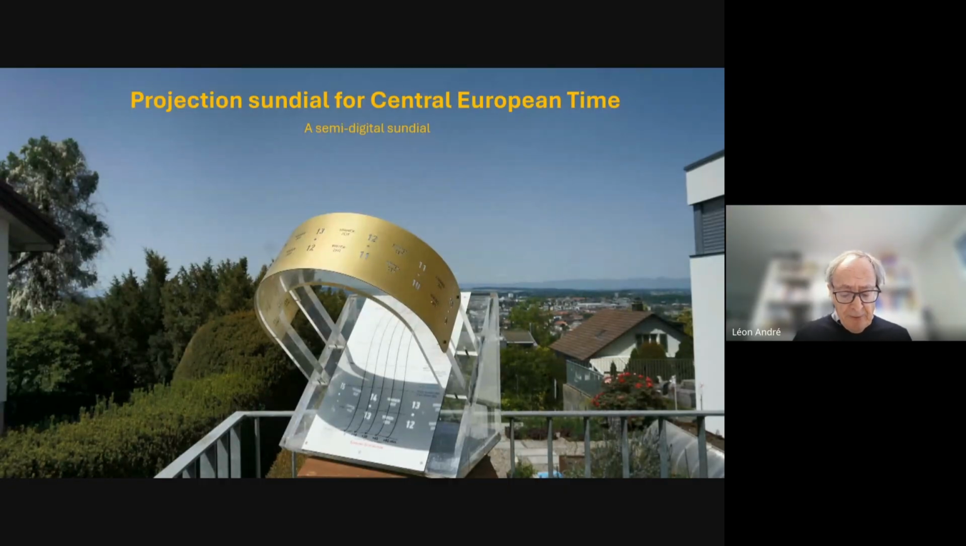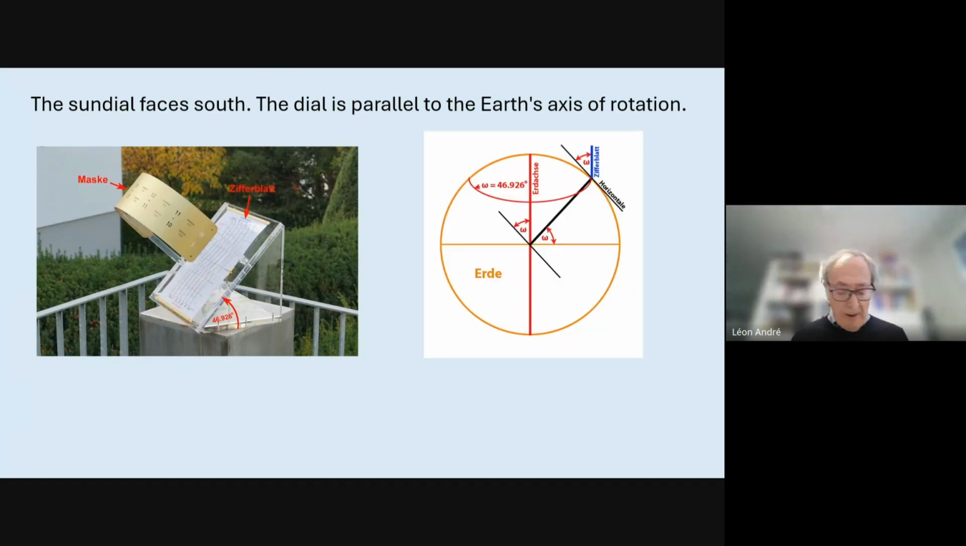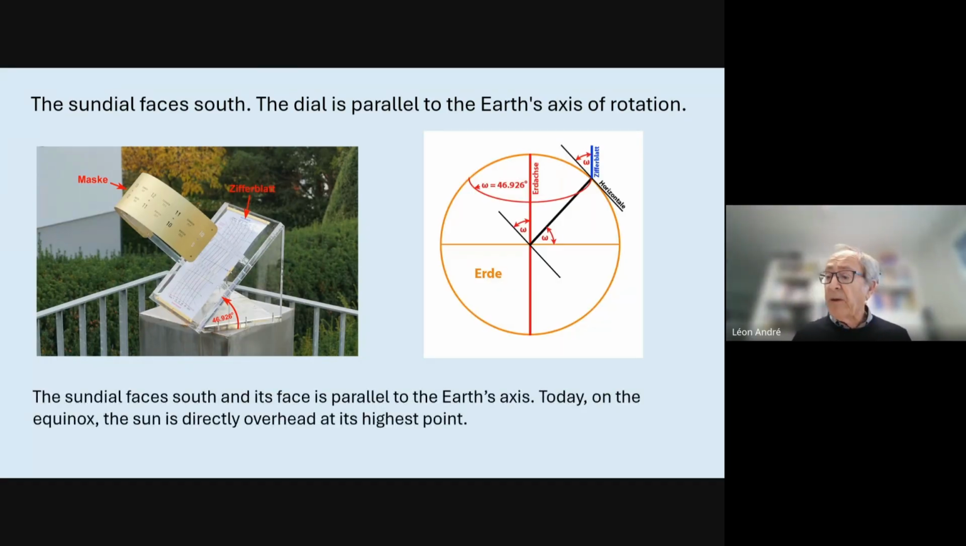The sundial faces south, and the face is parallel to Earth's axis. Next. Here, on the axis, the sun is directly overhead at its highest point.